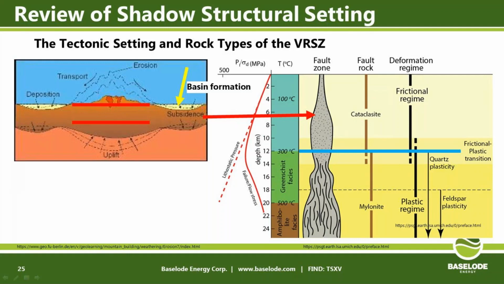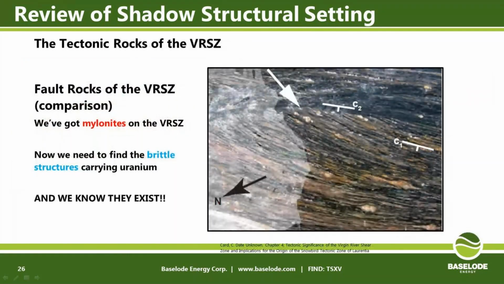Also notice that as the mountain belt erodes, you can form sandstone basins right here beside the mountain belt. This is how the Athabasca Basin formed. All right, back to the Virgin River Shear Zone. We've got mylonites on the property. The Saskatchewan Geological Survey has mapped them out for us.